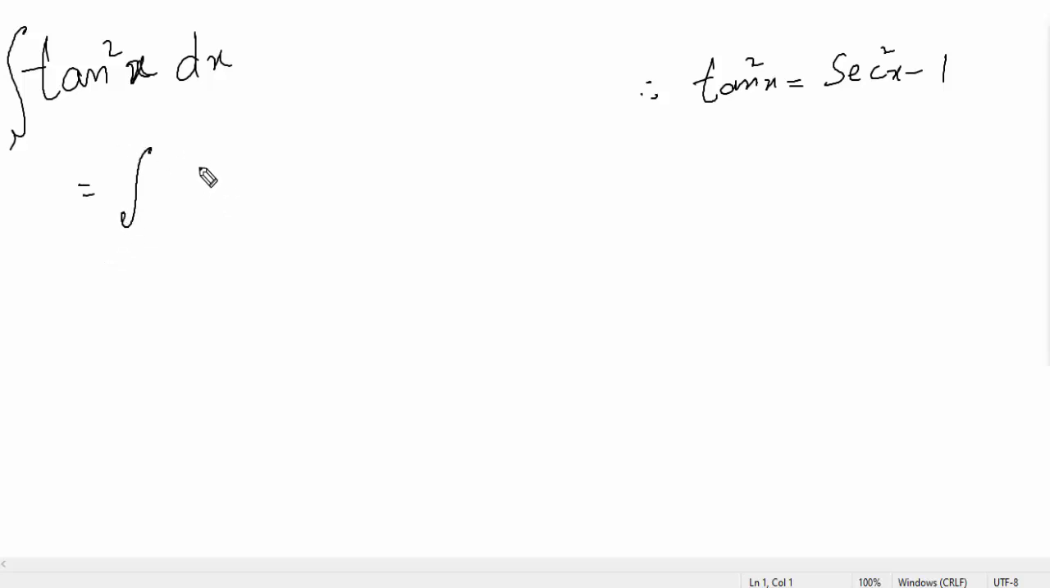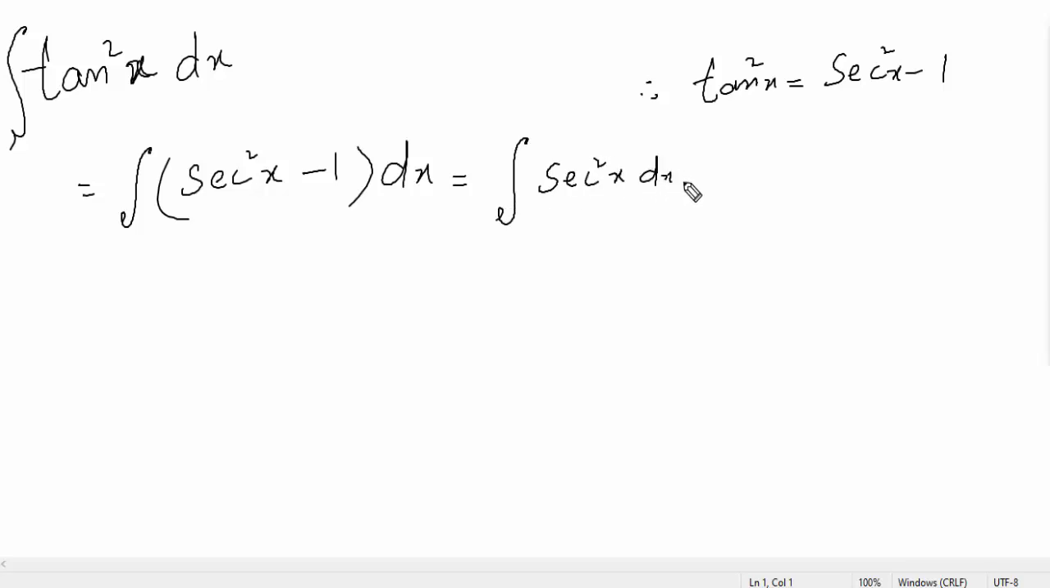Tangent square x. Integration of sine tangent square x dx. So first of all, we know that tangent square x is equal to secant square x minus 1. So can we write this instead of tangent square? Secant square x minus 1 dx. So separate it: integral of secant square x dx minus integral of 1 dx.